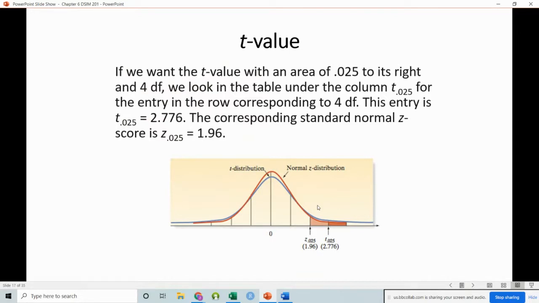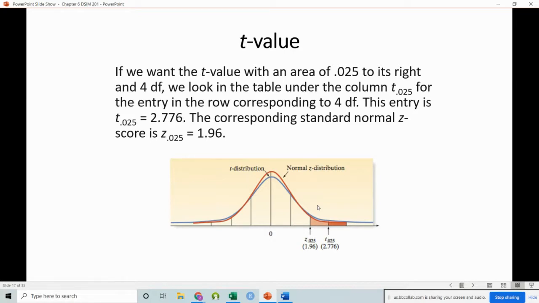So if we want the t value with an area of 0.025 to its right and 4 degrees of freedom, we look in the table under the column t 0.025 for the entry in the row corresponding to degrees of freedom. So this entry, t 0.025, is equal to 2.776, and the corresponding standard normal z-score for z 0.025 equals 1.96.